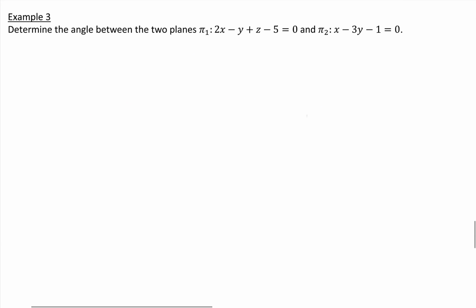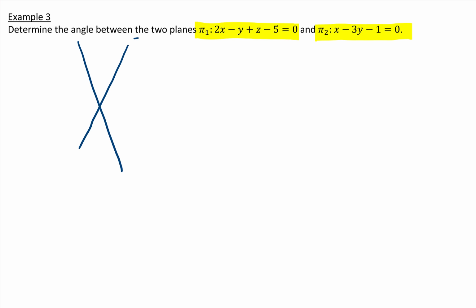And our final example. Determine the angle between the two planes shown here. So here's plane 1 and here is plane 2. So I'm going to try to explain how we can find the angle in a few simple steps. So I'm going to draw a side view of the two planes intersecting. So let's say this is plane 1 and this is plane 2.